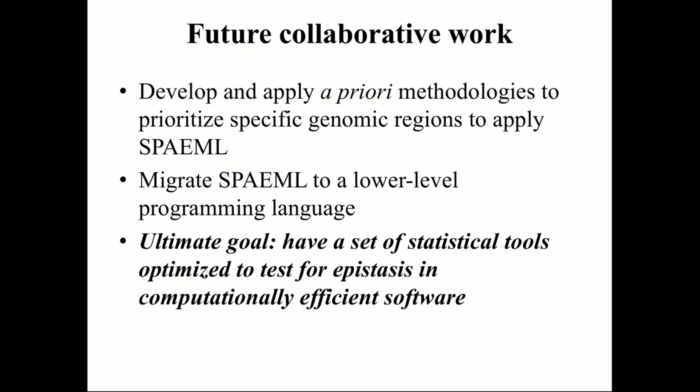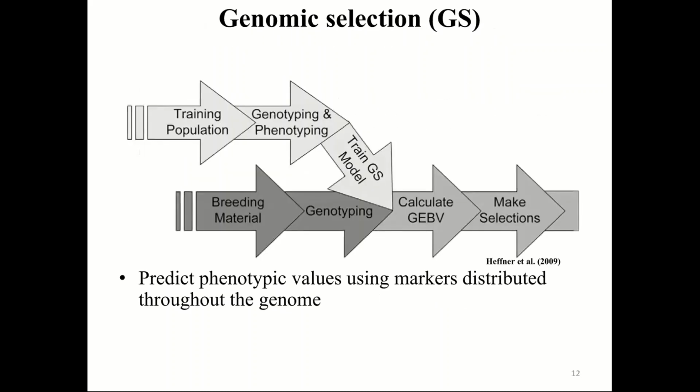My ultimate goal in this research is to have a bunch of statistical tools that researchers do not need to have a master's degree in computer science to be able to run, and be able to test for epistasis in computationally efficient software. So that's my first project I'm going to talk about.